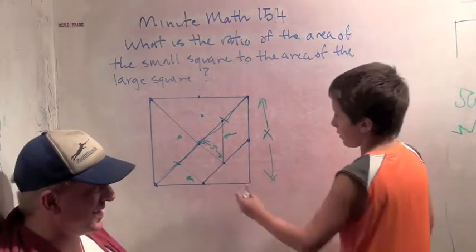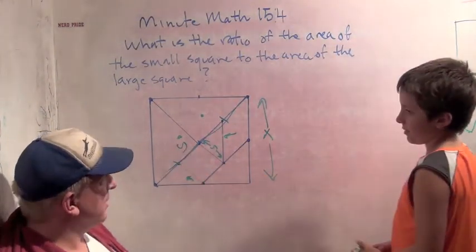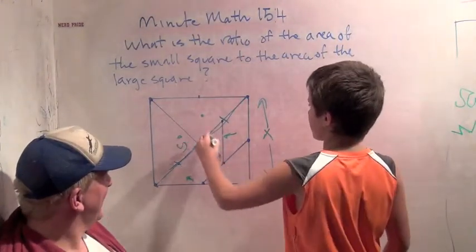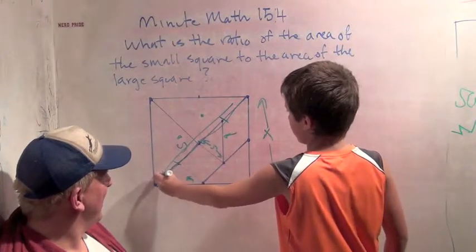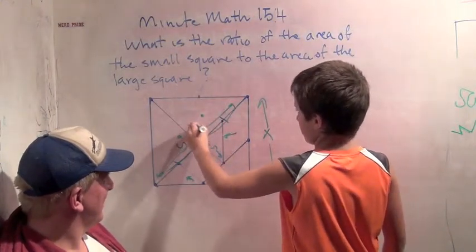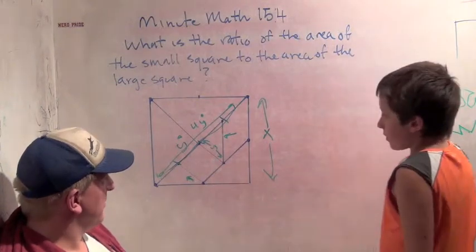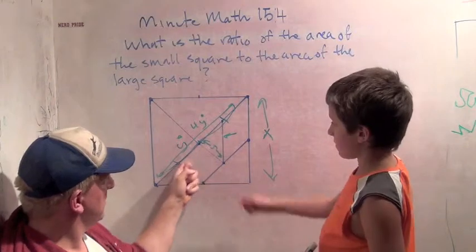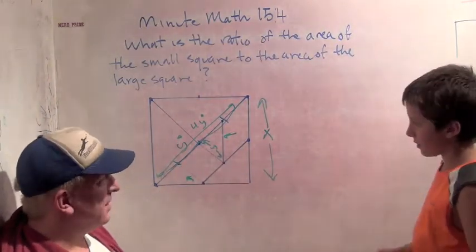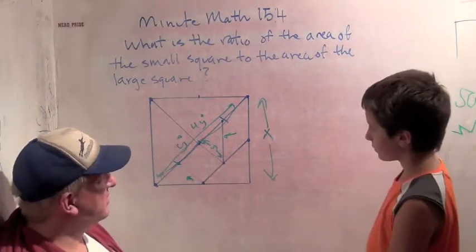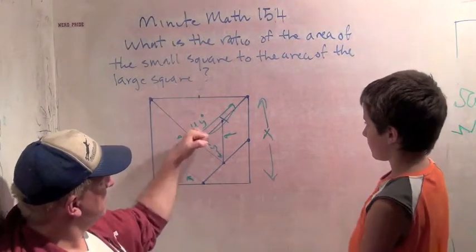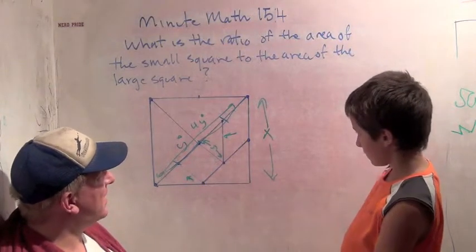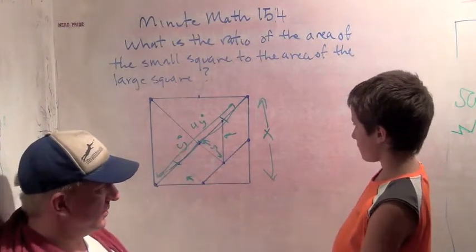Anything else special about that line segment? This is y. So, this line is 4y. And then what's this? This is y. Right. Okay. So now we got to do some geometry. This is 4y, and this is x. Do you see any way that x and 4y are related to each other?